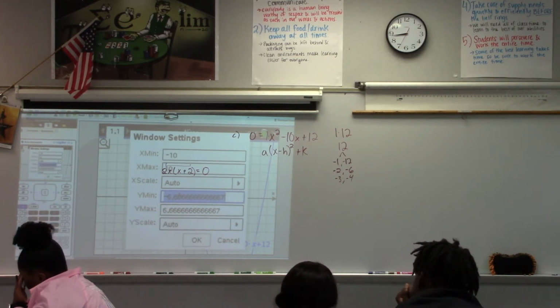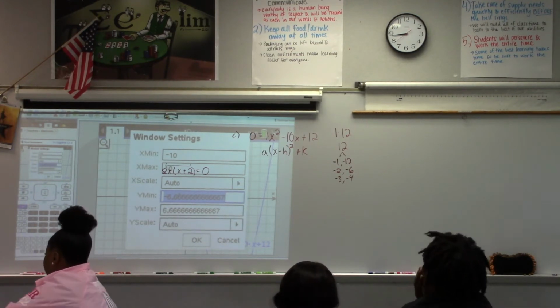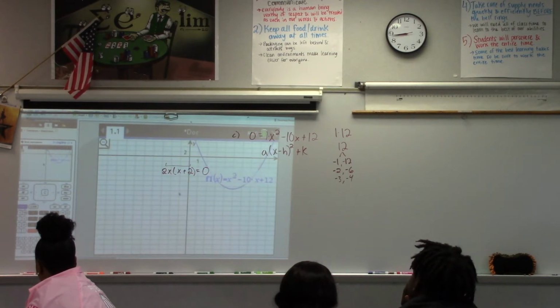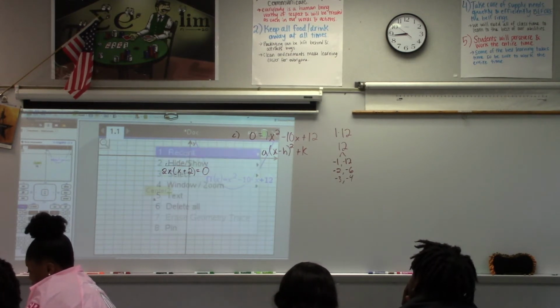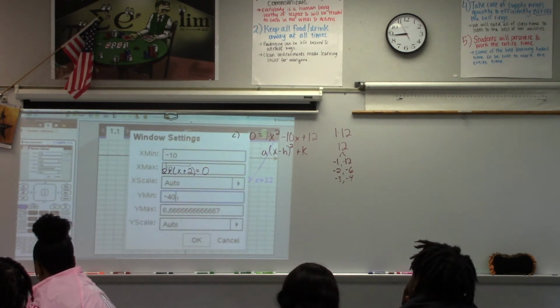What's a good guess for the minimum Y? 40. Negative what? 40. Negative 40? More than I would have done, but it does get the job done. I would have said maybe like negative 10 or negative 15. But that gets the job done. Let's window zoom. I would have probably done at most maybe negative 20.